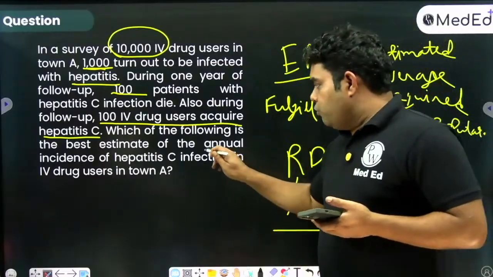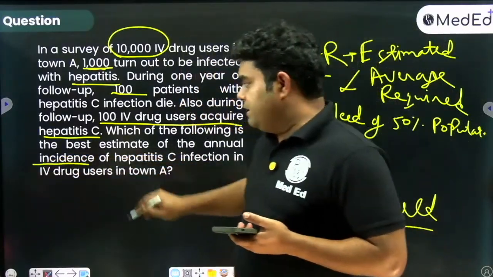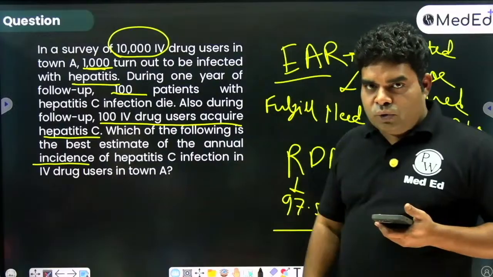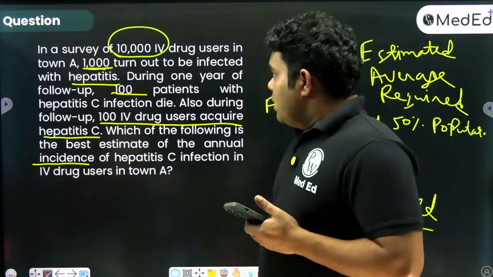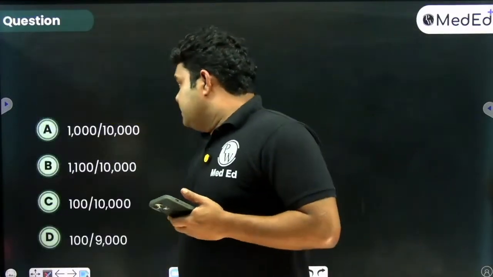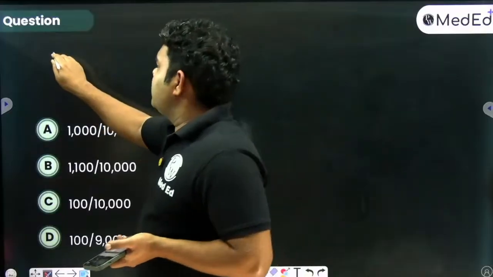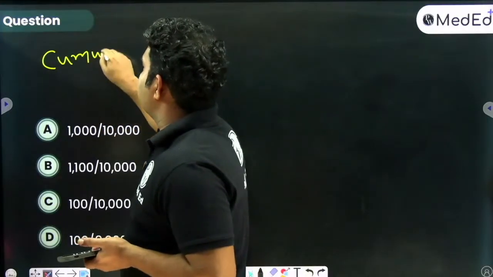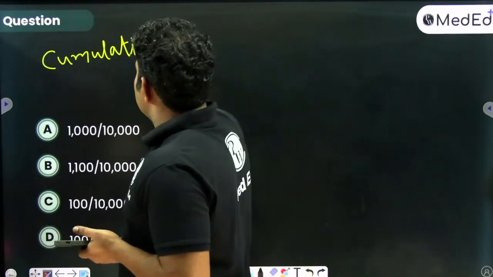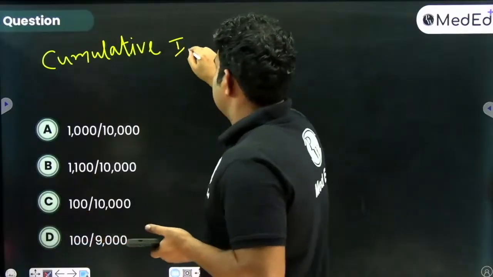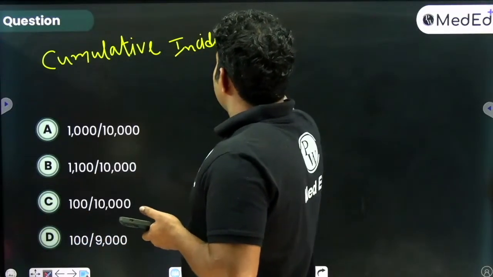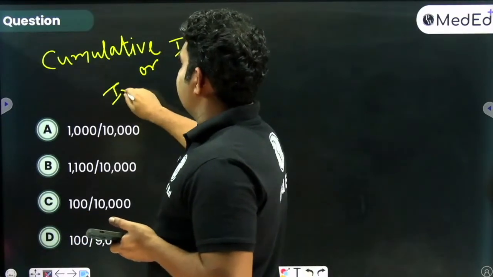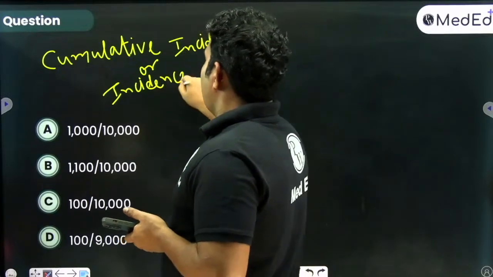They are asking a question from incidence, which was in the recent INI-CET exam also. And to calculate incidence, some books write it as just incidence, some books write the same thing as cumulative incidence. So cumulative incidence and incidence are the same thing. What does it mean?